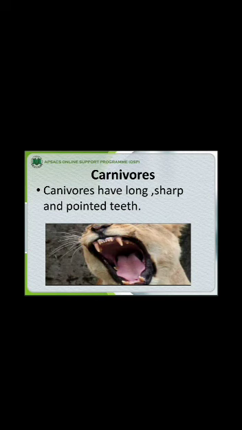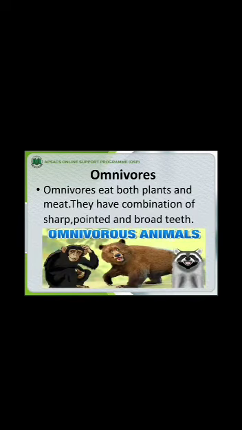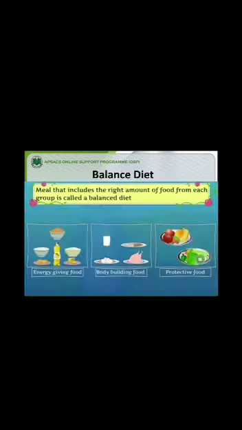Look at the picture. Omnivores. Omnivores eat both plants and meat. They have a combination of sharp, pointed and broad teeth. Bear, rats and human beings. These are some examples of omnivores. Students, we eat both plants and meat, so we are omnivores.